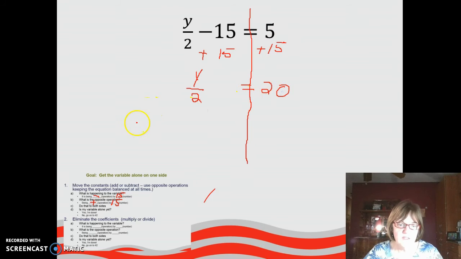Now, at this point, we look at our questions. We did this to both sides. Is my variable alone yet? No, it's not, because it is being divided by 2. So we're going to go on to number 2, where we eliminate the coefficients by multiplying and dividing. All right, so what's happening to our variable? It's being divided, that's a division sign, by 2. So the opposite of that is to multiply by 2, which I'm going to do now to both sides.